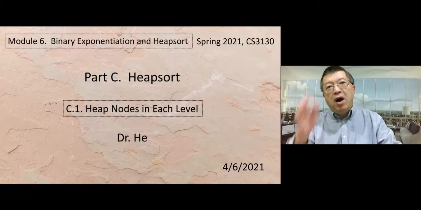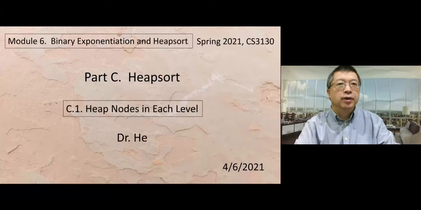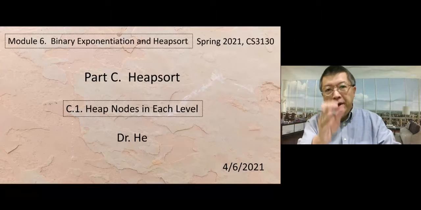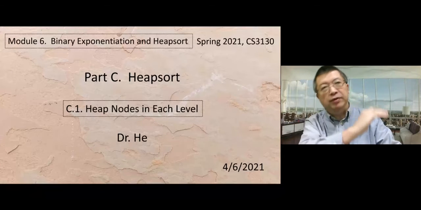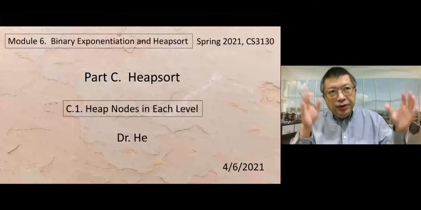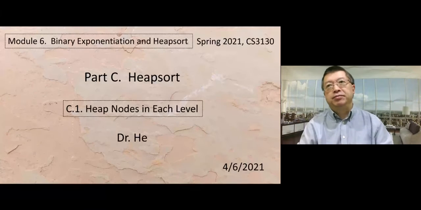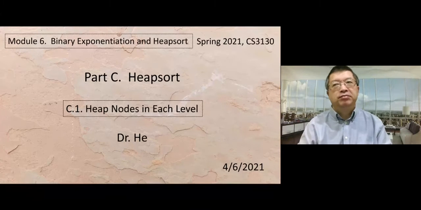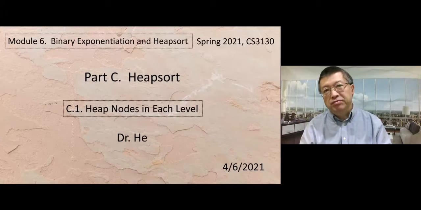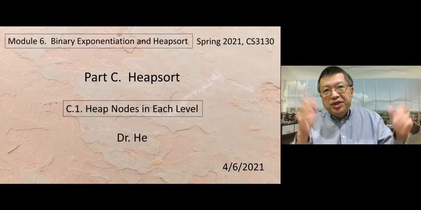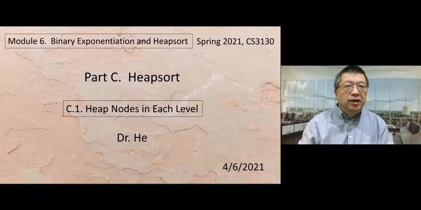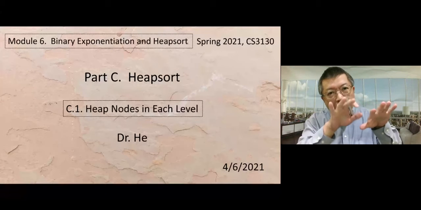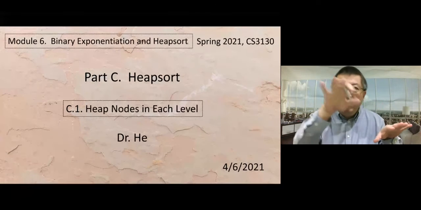Now we start part C, heap sort. Part C.1, heap nodes in each level. In order to do the analysis, because we need to estimate the efficiency, we need to understand this topic, the number of heap nodes in each level.